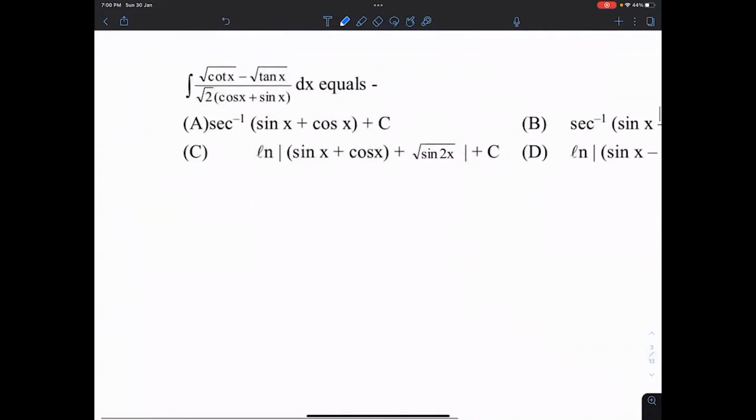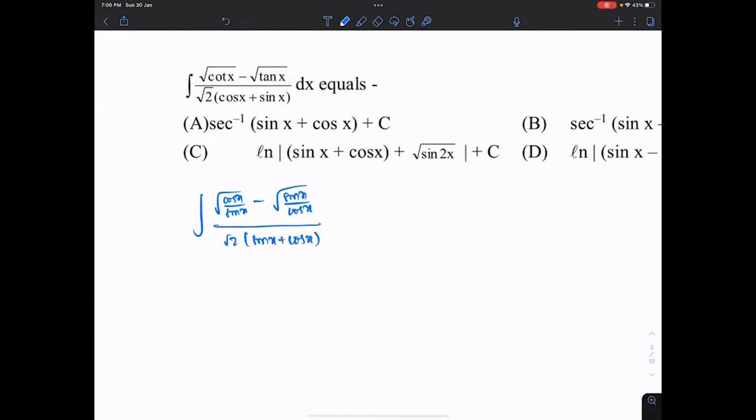Here if you simplify, cot x is nothing but cos x by sin x. Tan x is sin x by cos x. Root 2 times sin x plus cos x is there, dx. Now if you take LCM, it will be cos x minus sin x by root 2 is already there. And if you take LCM, 2 sin x into cos x will come in the denominator. And remaining is sin x plus cos x.